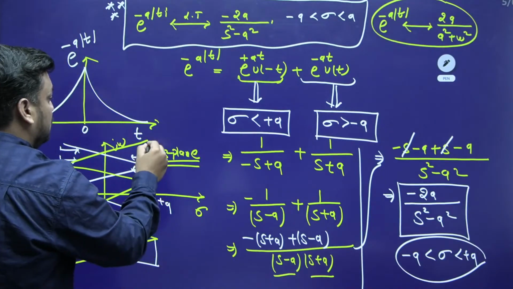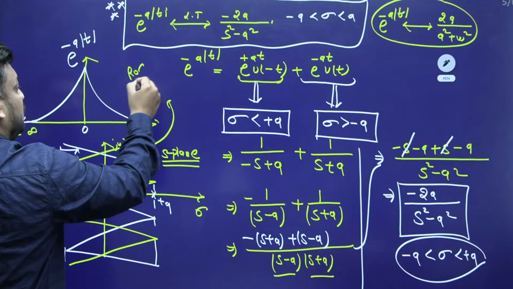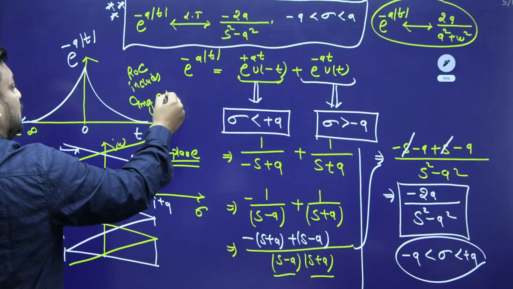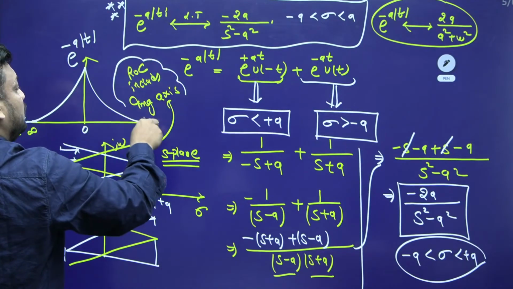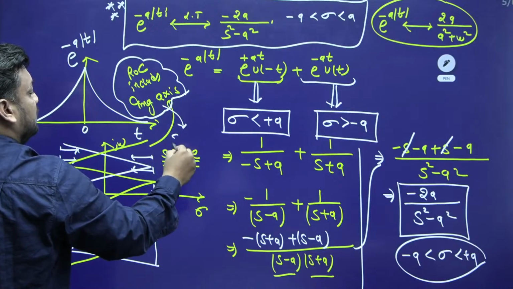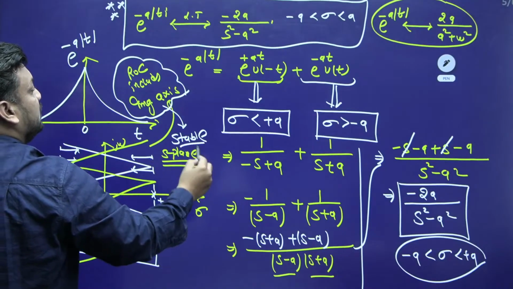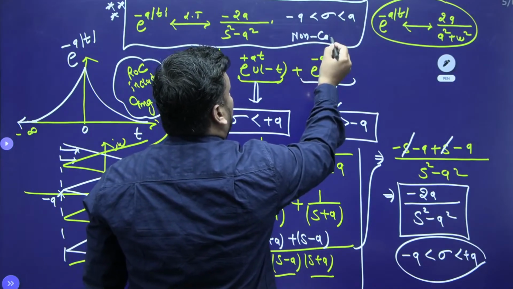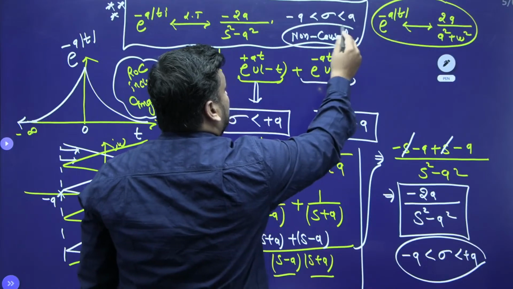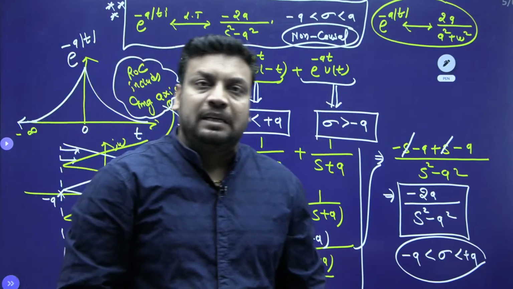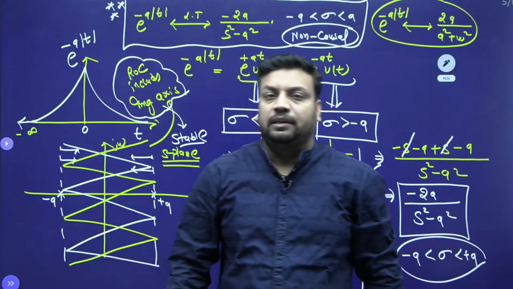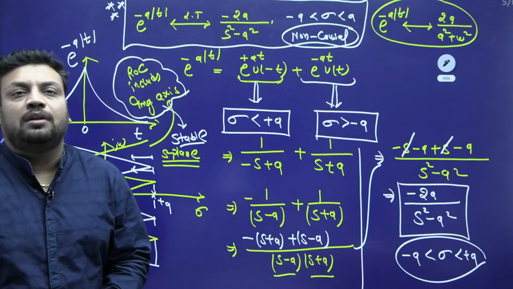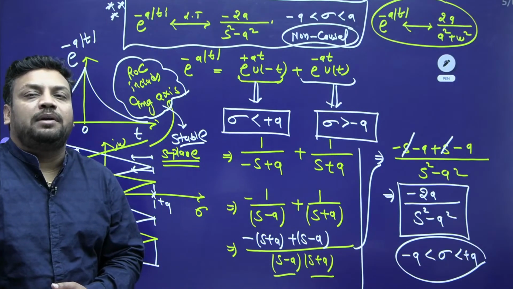Because the ROC includes the imaginary axis, it is 100% stable. And because the ROC is both sided, it is 100% non-causal. Both sided means it is a combination of right sided and left sided, which is responsible for making it non-causal. So I hope this part is also crystal clear, beta. Shall we go for next?